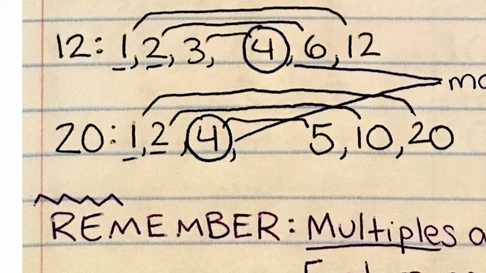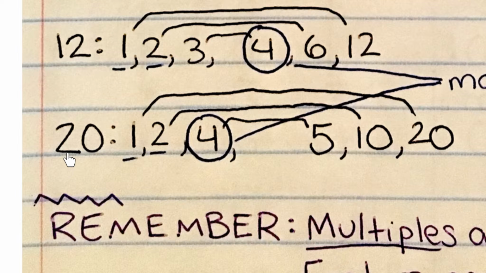And then we come to the next number after 2, which is 3. We think 3 times what gives me 12? 3 times 4 equals 12. So now that the 3 and the 4 are right next to each other, and if we were to keep going, it would start to repeat, we know that we're done. So the factors of 12 are 1, 2, 3, 4, 6, and 12. And they are listed there in order.